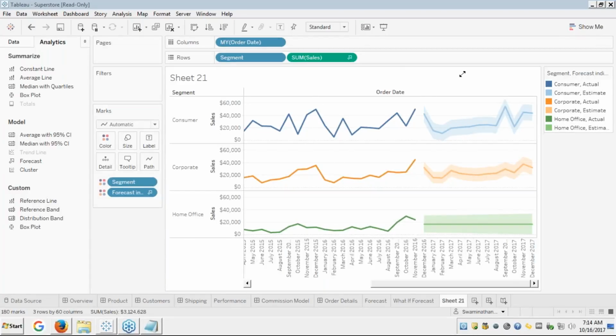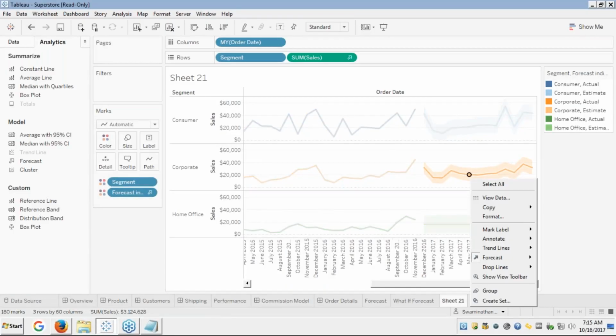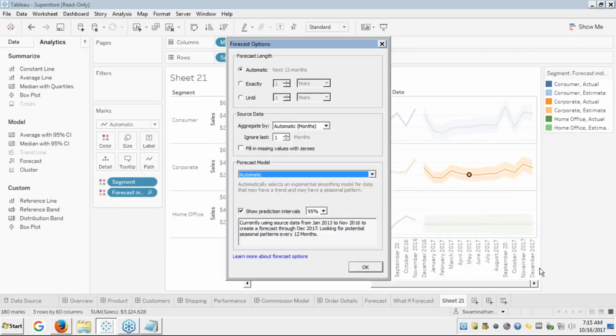Okay friends, so now we are done with this forecast part. We'll just see a few more options which are available in forecast. I'm going here and clicking on the forecast option, and here automatic is the default selection. Based on the previous data, it generates the forecast for the next 13 months, which includes the actual data also. For us, the actual data was December 2017, so we were including the December data along with this forecast.